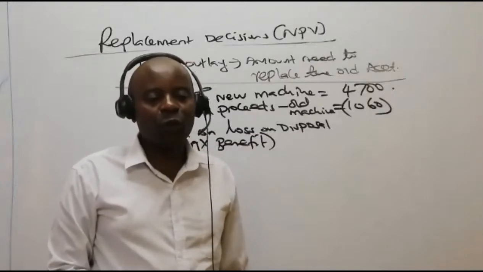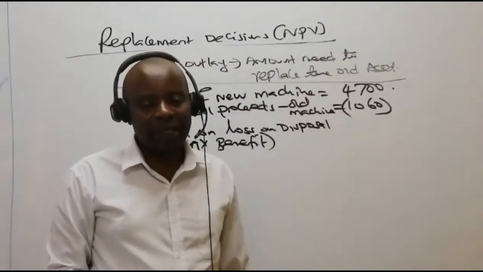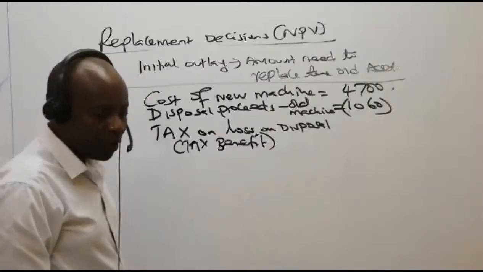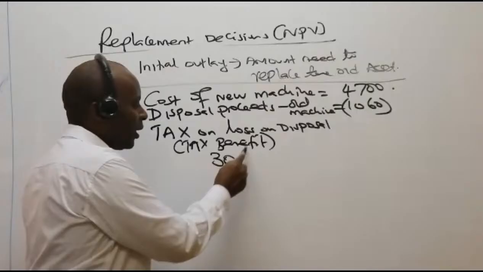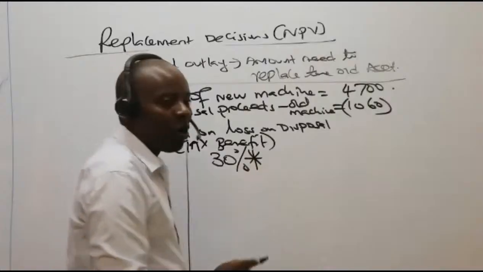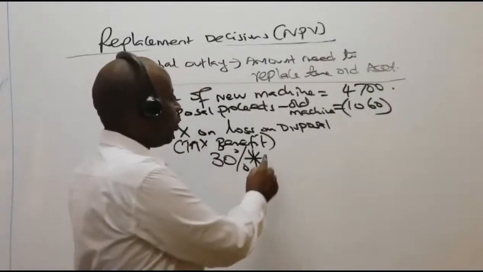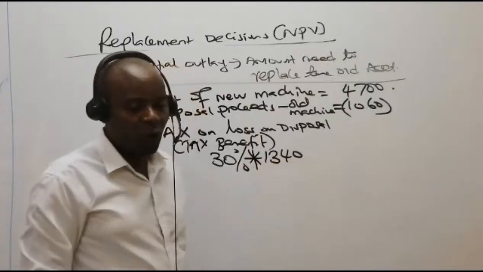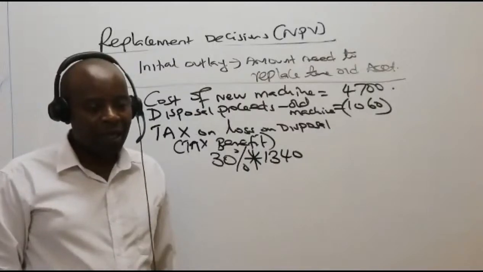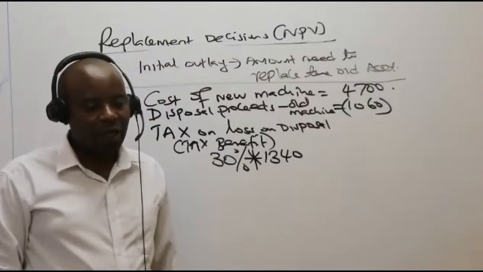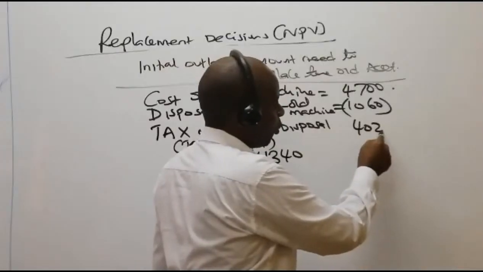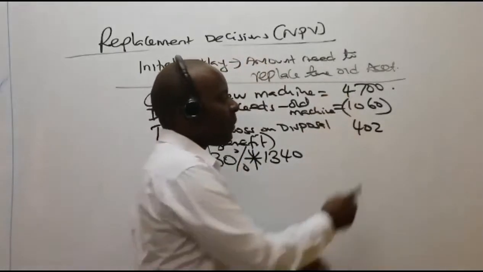Then we need to know what is the rate of taxation given by the examiner. Somebody is telling me it is 30%. So 30% of the loss on disposal. You gave me a figure of 1340 for the loss on disposal. Which gives me what here, somebody? Which gives me 402.